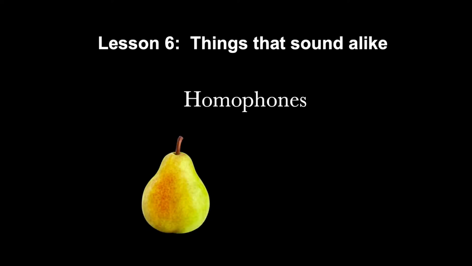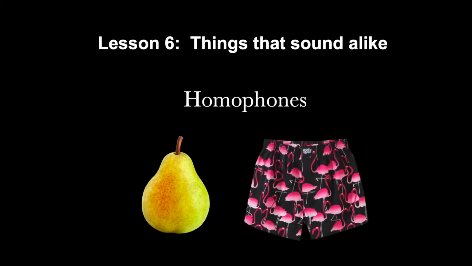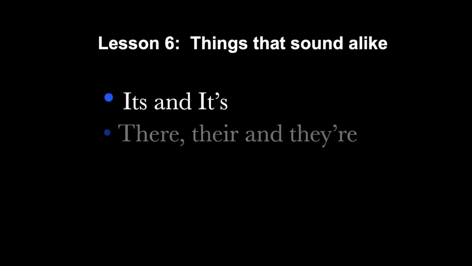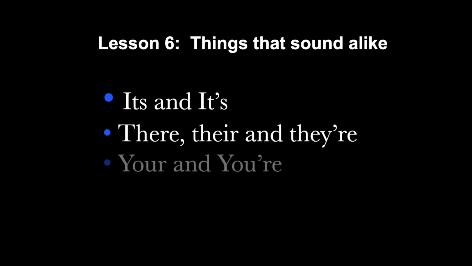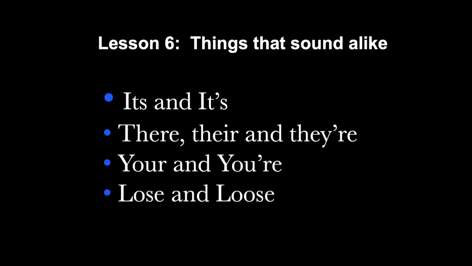In this lesson, we're going to look at things that sound alike. The technical term for that is homophones. In English, as in most languages, there are words that sound the same, but they don't necessarily mean the same. Here's a pear. Here's also a pear. Get them mixed up and it can lead to problems. And that's true with the examples we're going to be looking at: it's and its, there and there, your and your, lose and loose.